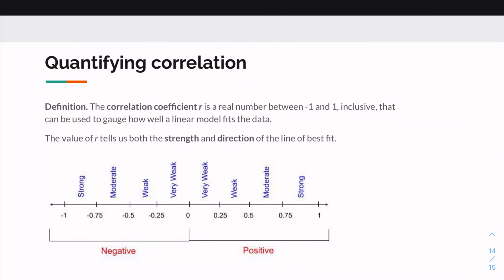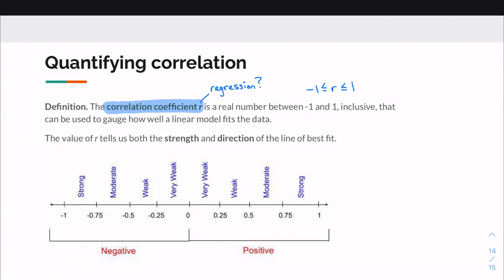So let's talk a little bit more then about how we can actually tell how well a model fits the data. And that's done through something called correlation, which we talked about a little bit earlier, but now we're going to talk about putting a number on it. So we have this thing called the correlation coefficient, and we give it the letter R, and my guess is we get the letter R from the word regression. Well, R is a number between -1 and 1 inclusive, and we can use this to gauge how well a linear model fits the data.